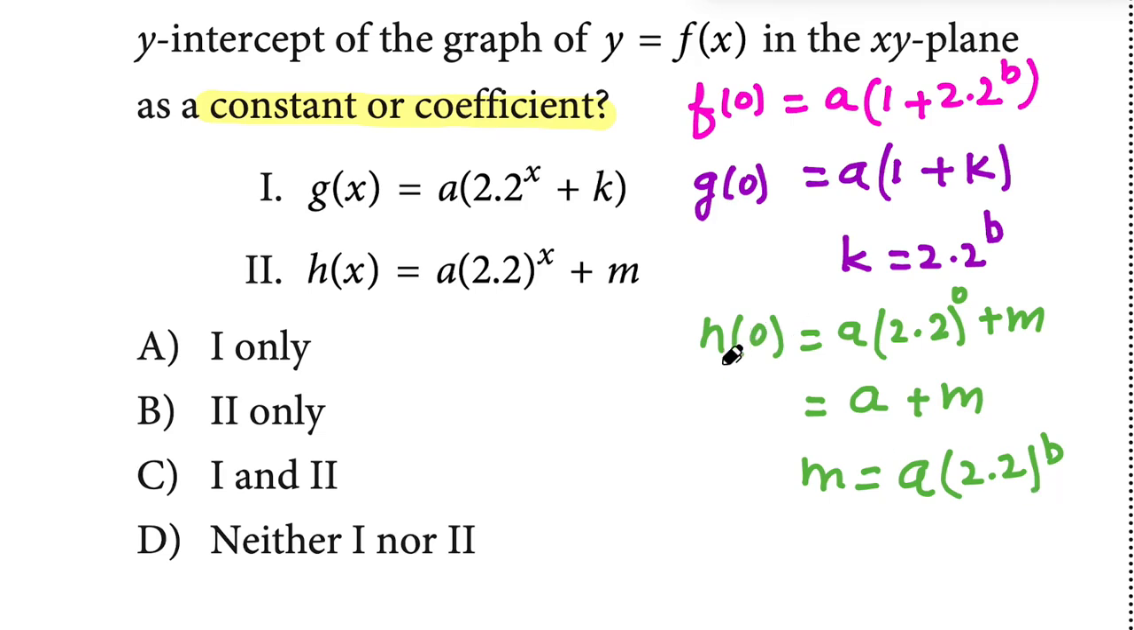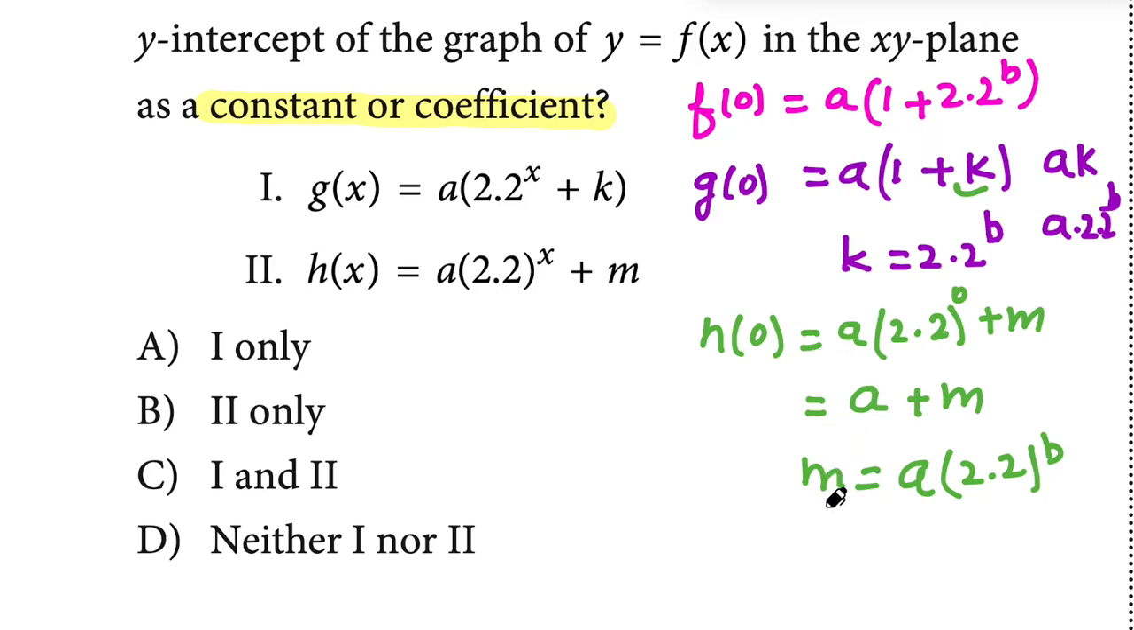So first let's talk about g(x). The coefficient of the constant term is ak, where that is a times (2.2)^b. It cannot be 0 because a is greater than 0. So is it appearing directly? Is it equal to the above one? No. Now let's come to h(0).